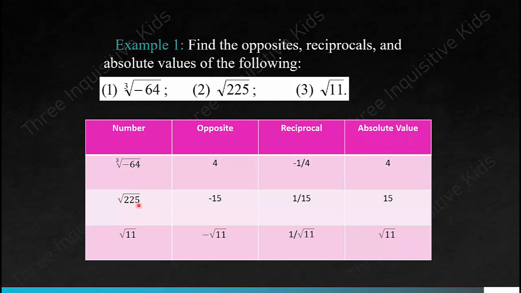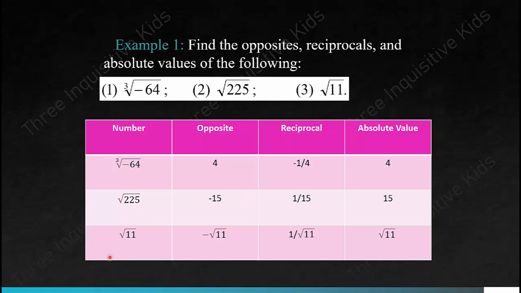The number is the square root of 225. By this time, I suppose you have already memorized all of the squares starting from 1 all the way up to 20. So yeah, this is negative 15. Its reciprocal is 1 over 15, and the absolute value is 15.